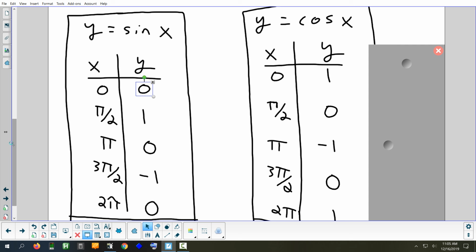Also, while you guys are copying that, some of the applications, besides electrical, I mentioned that, you can also get into sound frequencies. So a sine or a cosine wave is a perfect way to model a sound frequency.